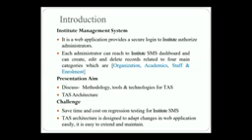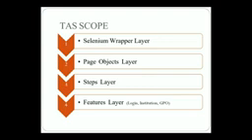So this presentation mainly aims for the methodology chosen, tools and technologies, and then how we can implement it for the student management system of the institute. Challenges, and then what led us to save time and cost on regression testing and the test automation system architecture for the web application. So the scope has the Selenium wrapper layer, page objects layer, steps layer, and the feature layer.